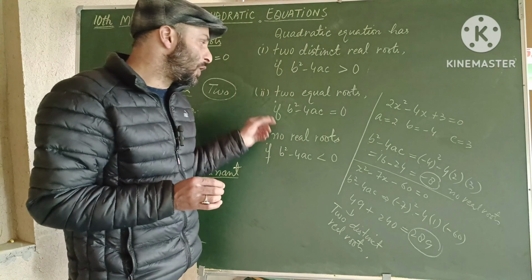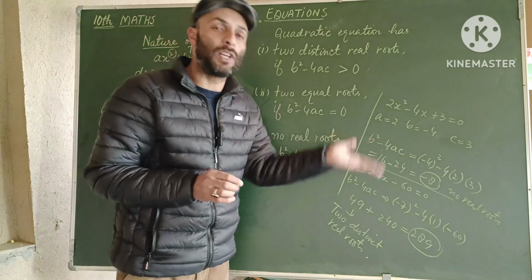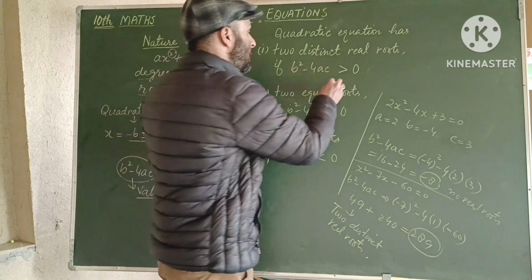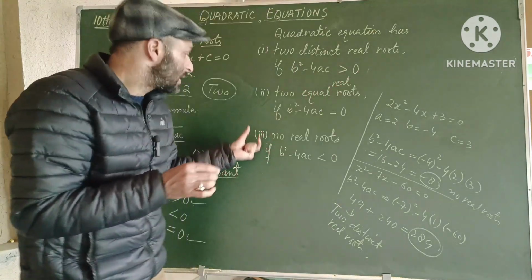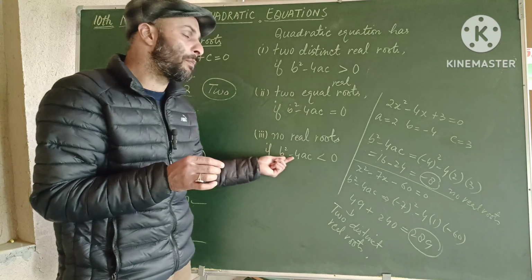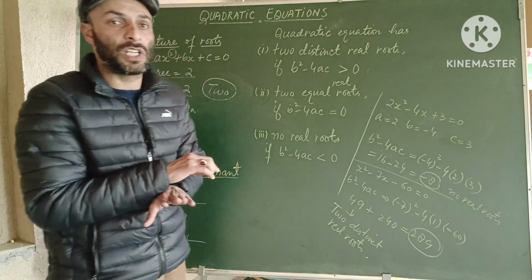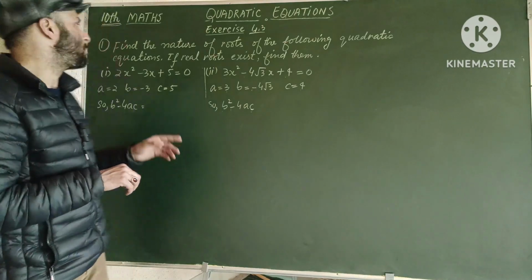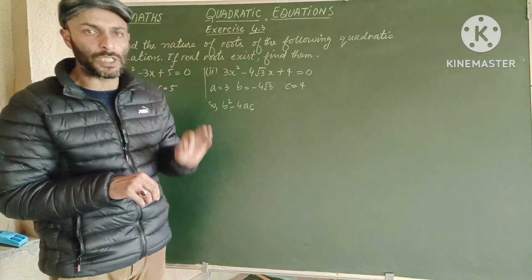Second case: if b square minus 4ac is equal to 0, then there are two equal real roots. Third case: if b square minus 4ac is less than 0, then there are no real roots. Now, this is question number 1 of exercise 4.3.